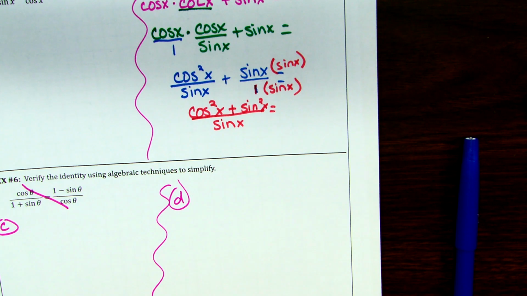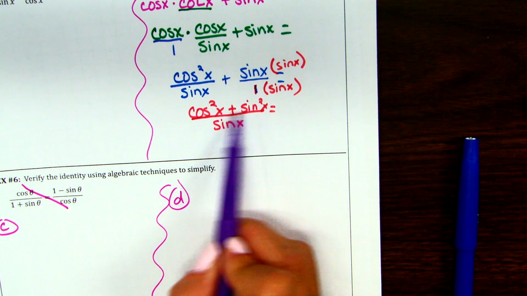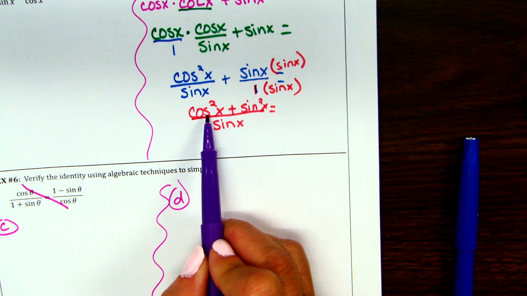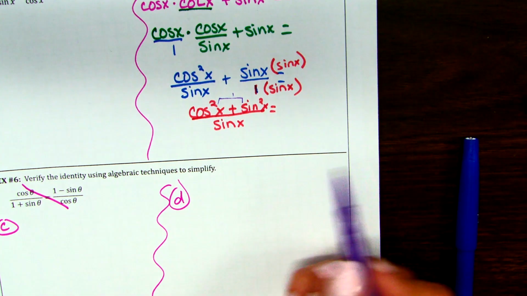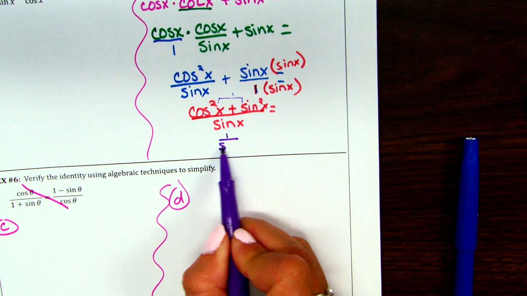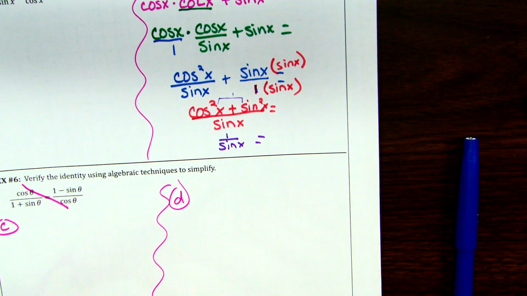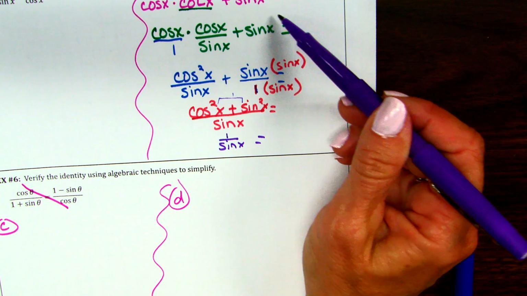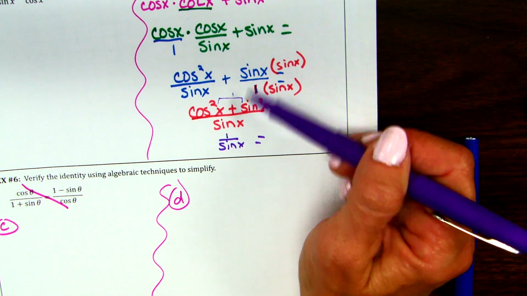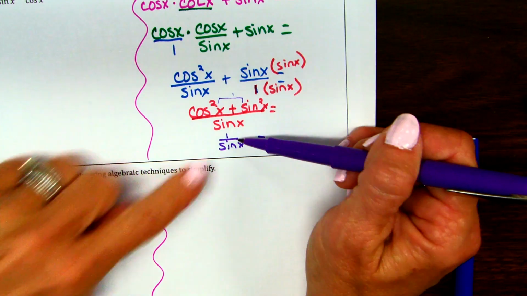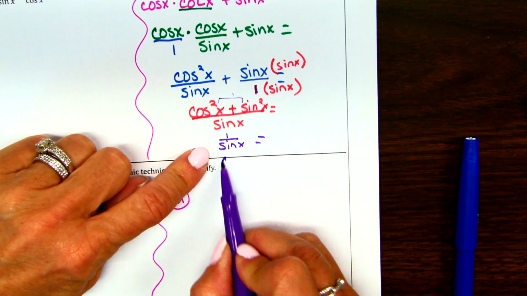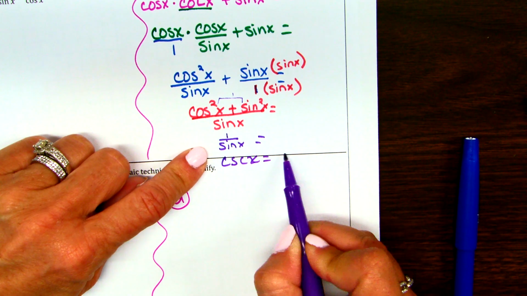There's something I told you to always be on the lookout for. Good, Austin. I heard somebody else say it. This is one of your Pythagorean identities. Cosine squared x plus sine squared x, those two added together equal 1. So look how much simplified it got just by remembering that identity. And as I'm working, guys, my eyes are constantly keeping an eye on what I want this left-hand side to become. And I know that 1 over sine x is cosecant x.